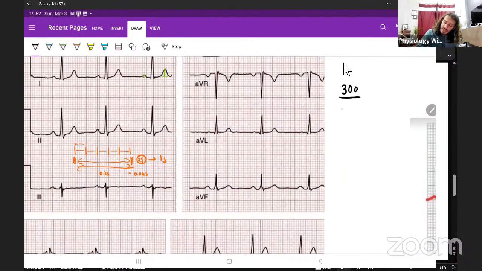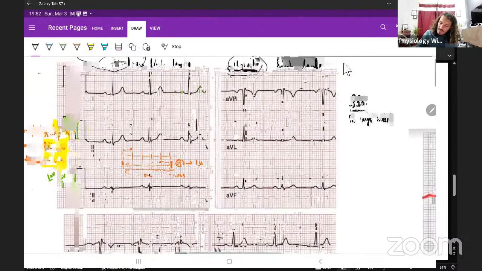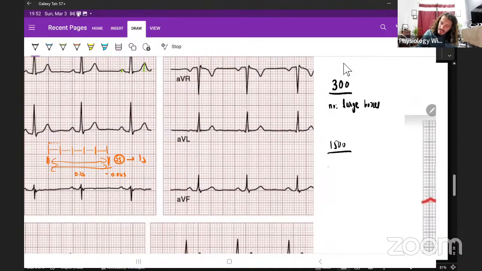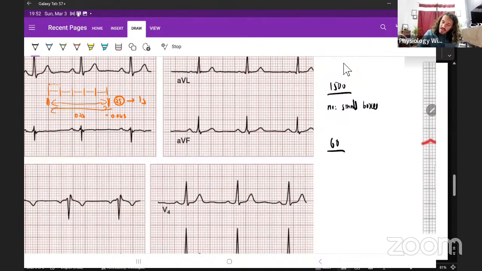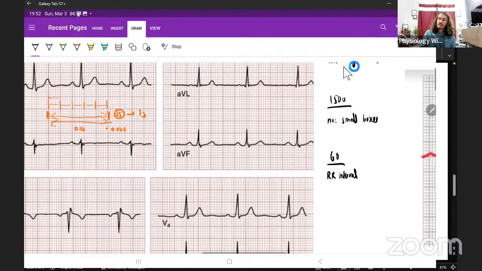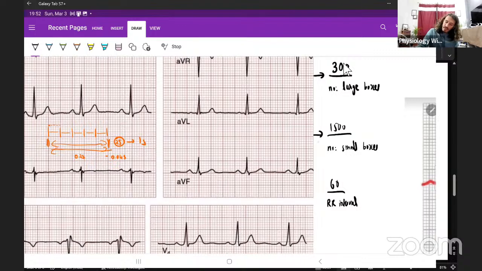300 by number of large boxes, or 1500 divided by number of small boxes, or 60 divided by the RR interval. So these are 3 things you can use: 300 by number of large boxes, 1500 by number of small boxes, or 60 by RR interval.